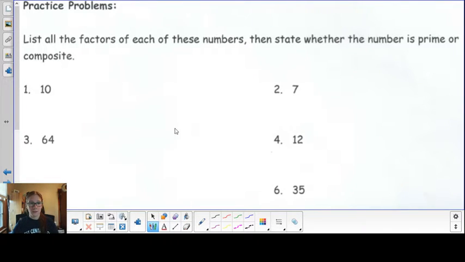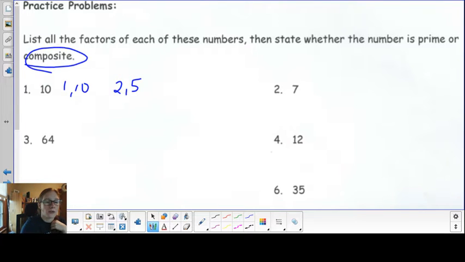Alright, let's list all the factors of each of the numbers and state whether it's prime or composite. I don't know if I can take that different color because I've done pink the entire time. 10. Well, I now have 1 and 10. I've got 2 and 5. 3, no. 4, no. 5 I've already got. So I've got 1, 10, 2, and 5. So this guy, because he's more than just one and itself, is a composite.